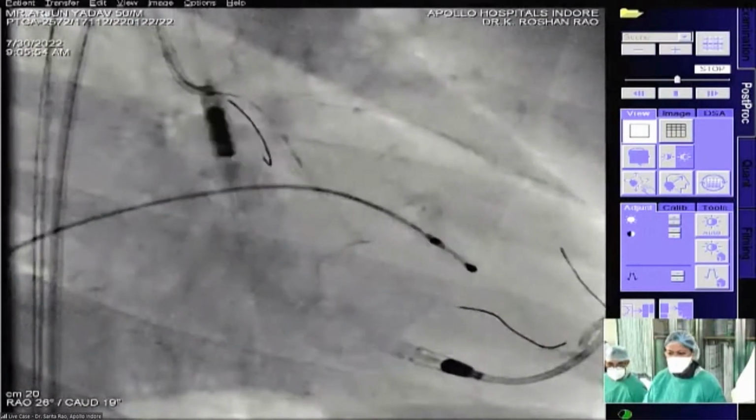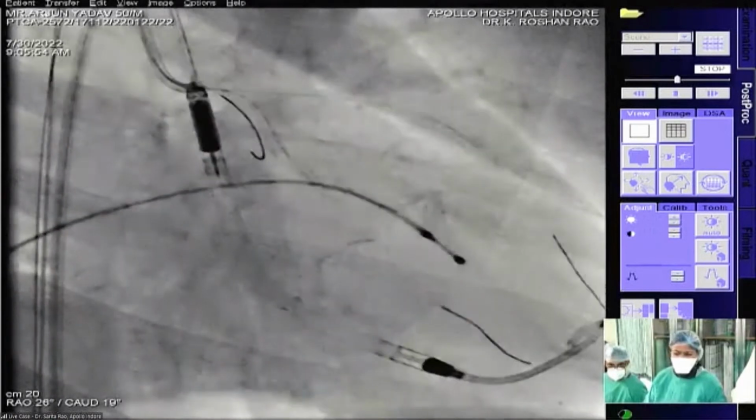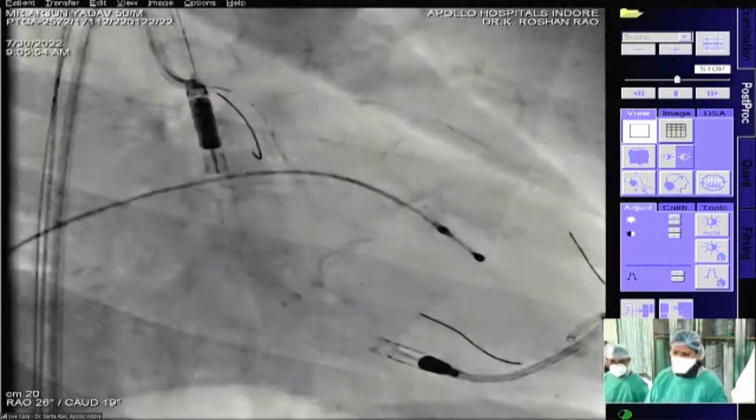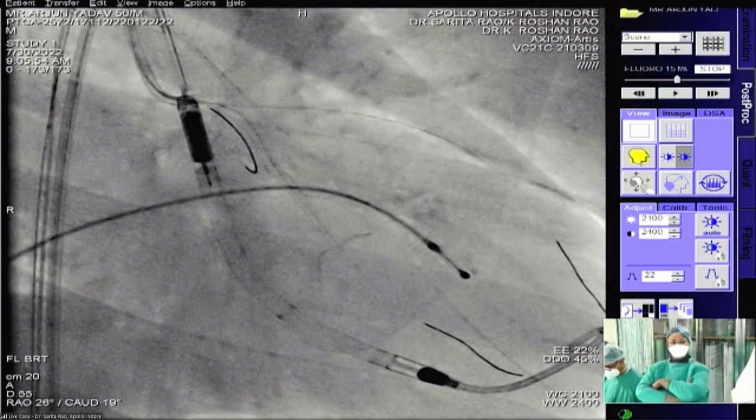But that said, I think I would have done exactly the same for the circumflex, and probably with or without imaging guidance, I think it's okay for the circumflex. But probably ostial circumflex, if anybody wants to look at it, I think it is not a bad idea to look under imaging. But angiographically it felt it is not involved at all, the ostial circumflex. And the provisional stent is my strategy as well.